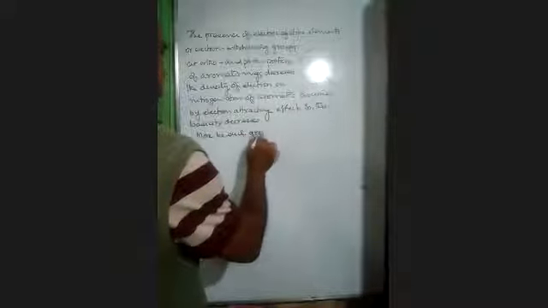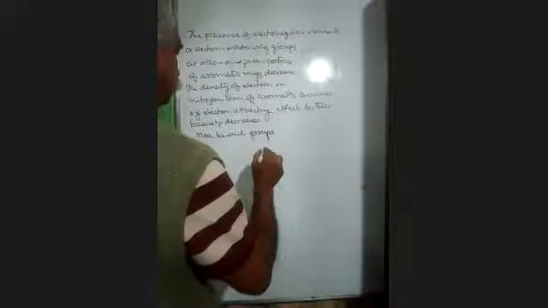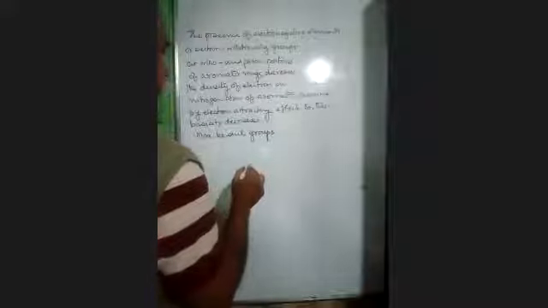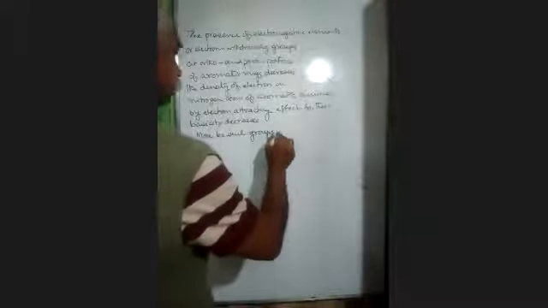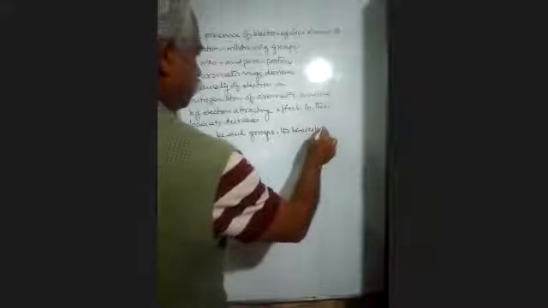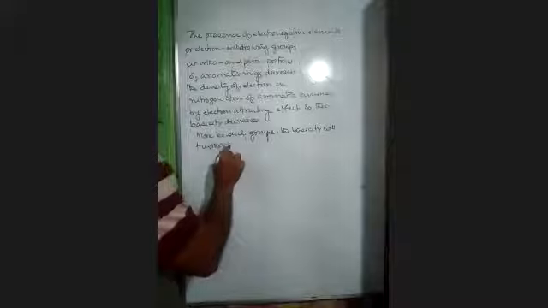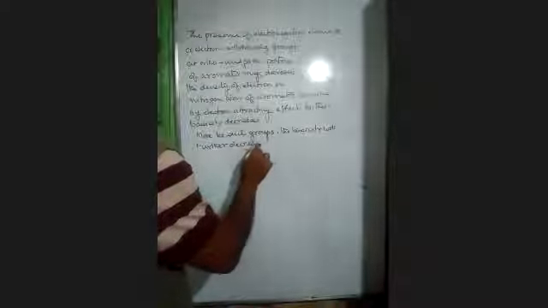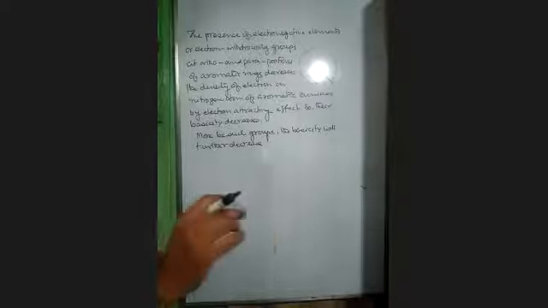The more such groups, the basicity will decrease further. So I'll give you three examples. One with the similar, one with the dissimilar, and one with more. Okay.